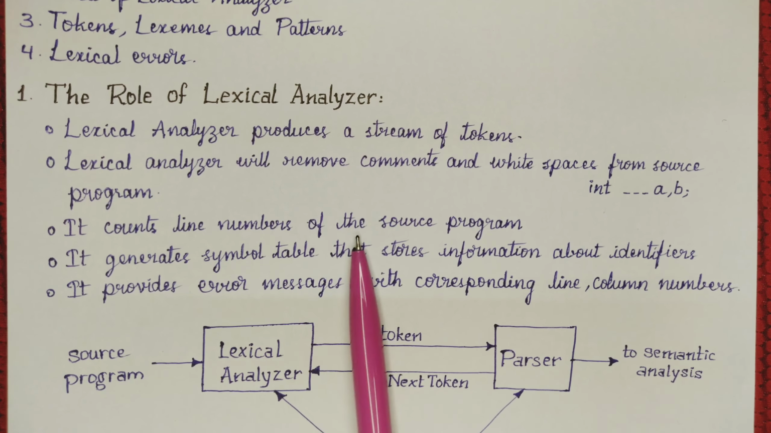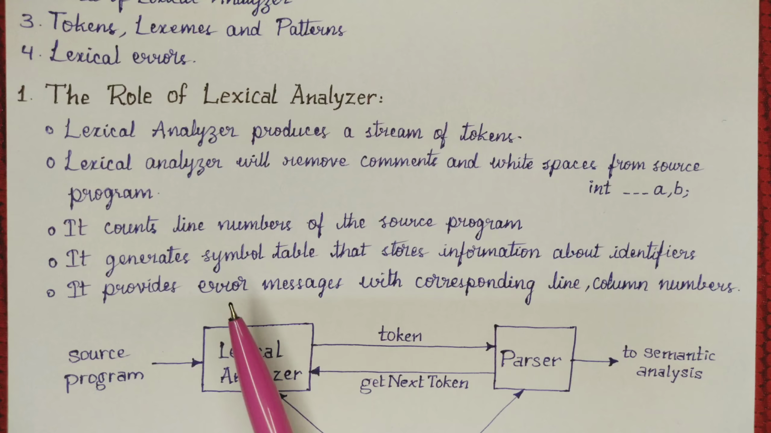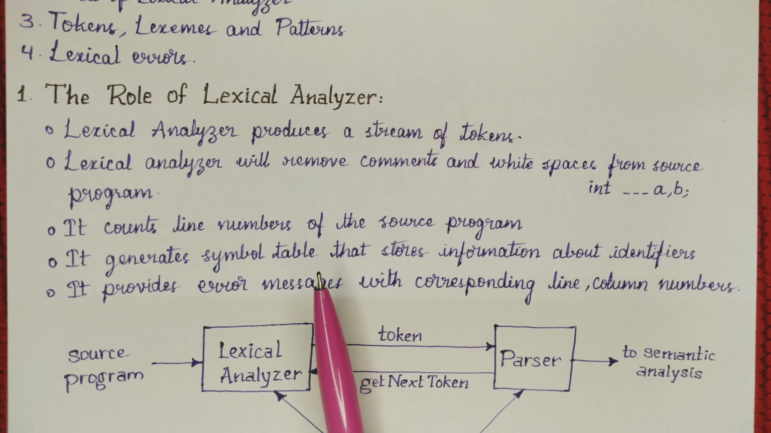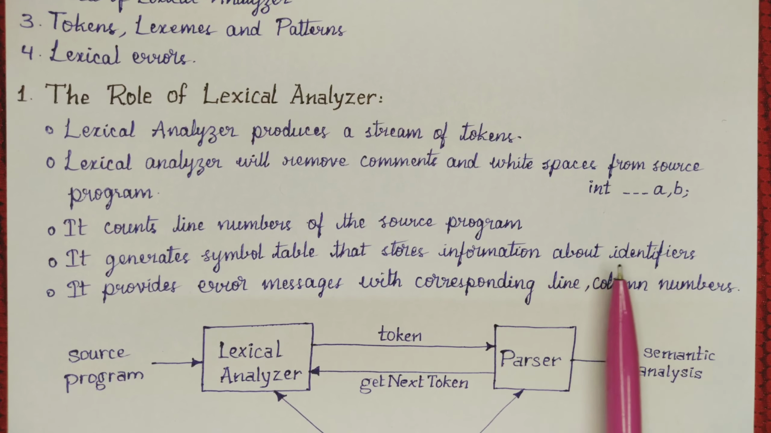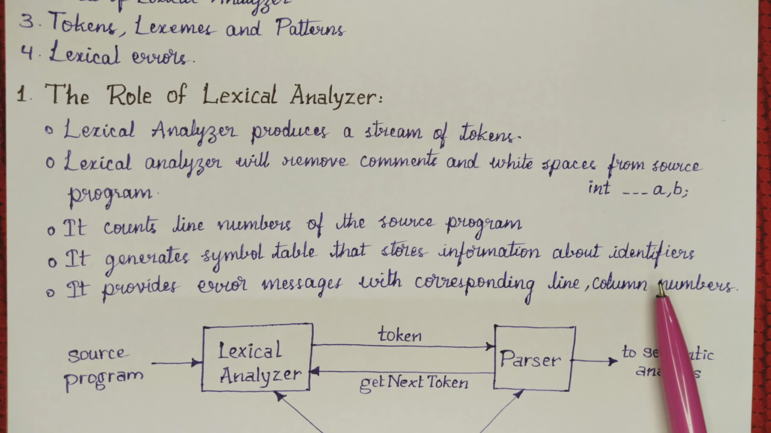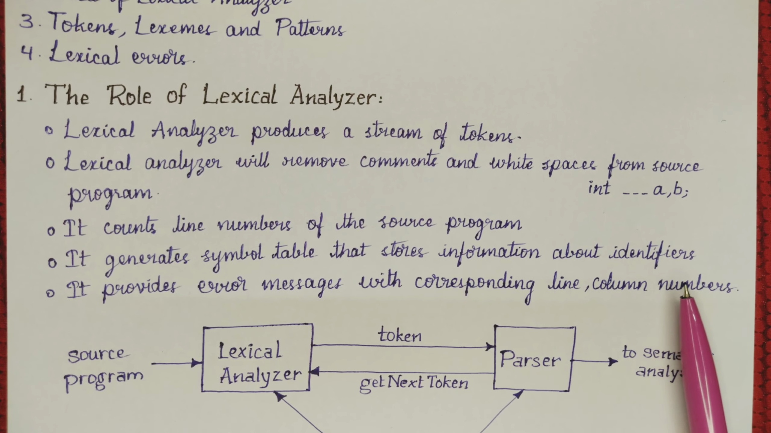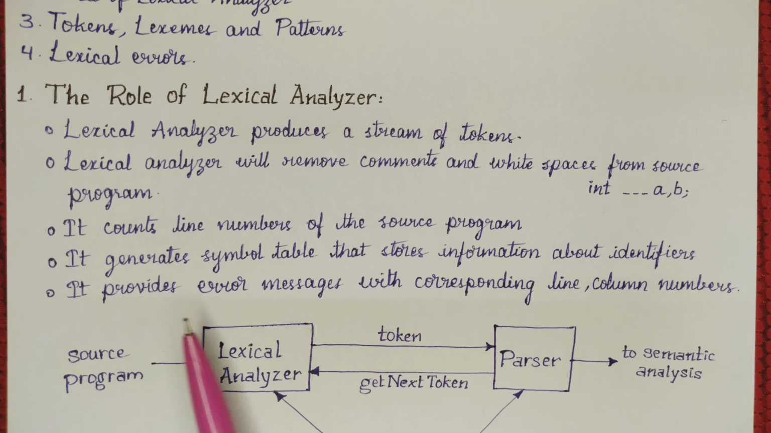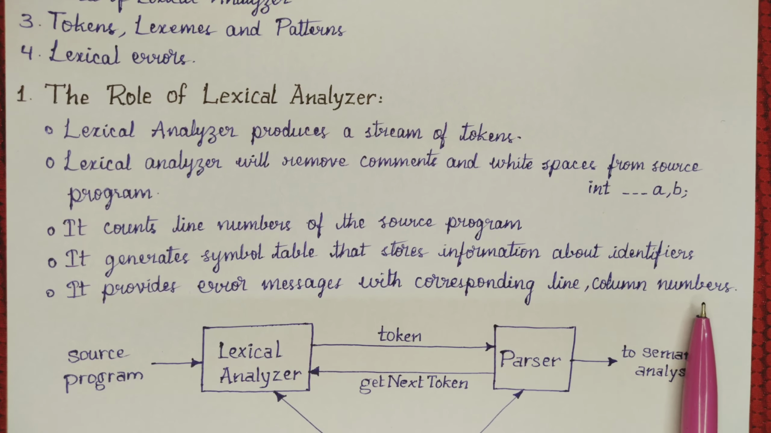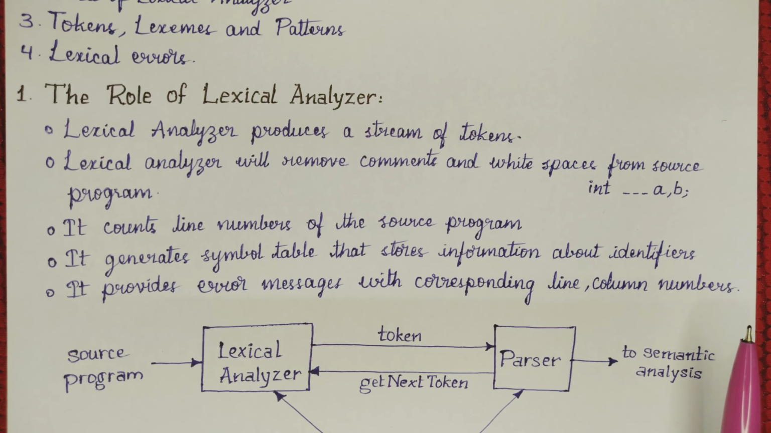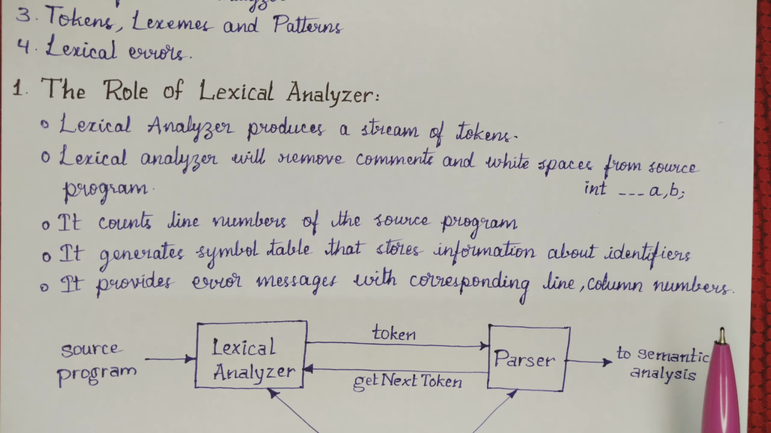It counts line numbers of the source program. That means it will count how many lines the program has. And it generates a symbol table that stores information about the identifiers. Whenever a token is produced by the lexical analyzer, it stores the token information in the symbol table. And it provides error messages with the corresponding line and column numbers. That means it gives information to the error handler. The error handler reports it to the user.